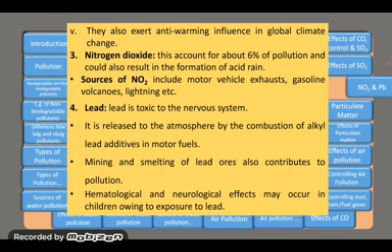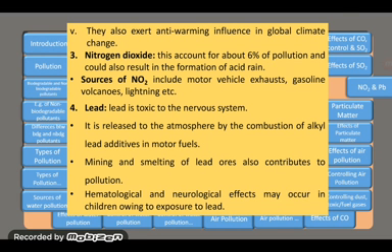So the third primary pollutant as regards air pollution is nitrogen dioxide, that is NO2. This accounts for about 6% of pollution and also results in the formation of acid rain. I've said it earlier on. NO2 can react with water in the atmosphere to give us nitrous acid or nitric acid. Sources of NO2 include motor vehicle exhaust, gasoline, volcanoes, and lightning, and so on and so forth.